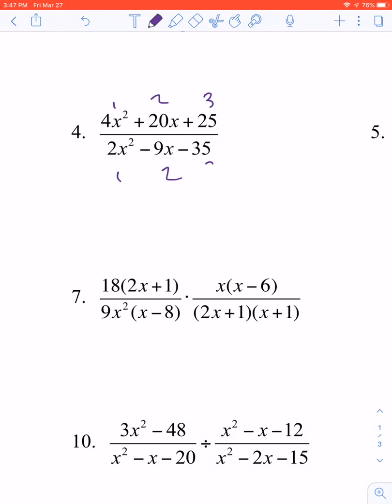1, 2, 3 terms. The first thing we always look for is a GCF, a greatest common factor that we can pull out. But since they're on the top, 4, 20, and 25, those don't have a number that goes into all of them. So the top we cannot simplify with the greatest common factor. And then the same thing with the bottom. 2, -9, and -35, there's nothing we can pull out of all of those.